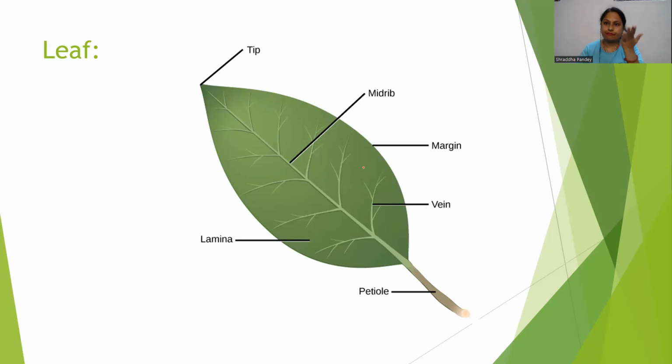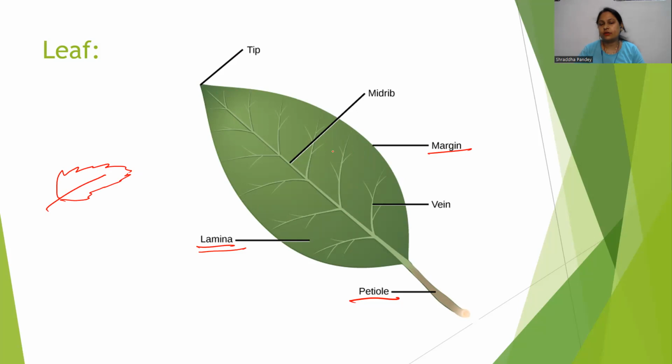The green color flat part of the plant is called leaf. Now leaf has the following parts. The stalk of the leaf is called petiole. The flat, broad part of the leaf is called leaf lamina. And the border is called margin. There are different margins of the leaf. Some are dentate margin, some are smooth margin. So in this leaf, there is a smooth margin. Some plants such as hibiscus have a dentate margin like this. So margin differs in different leaves.